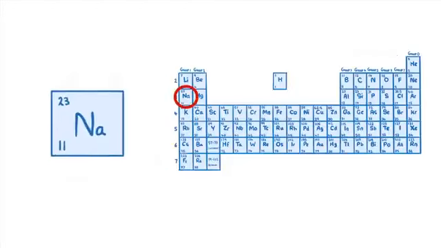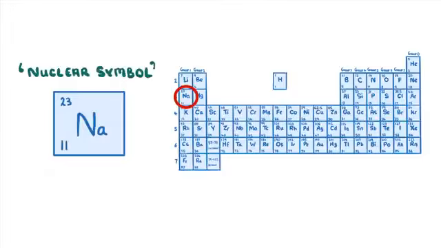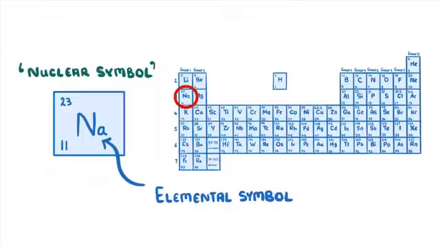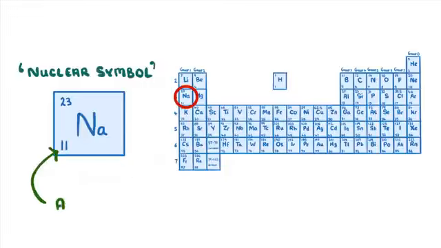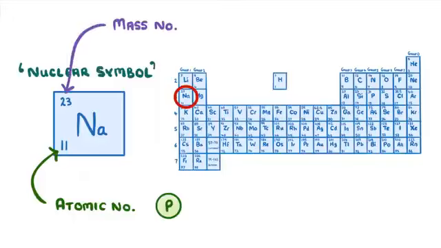Within each of these boxes is the nuclear symbol for that element, which has three components. On the right, we have the elemental symbol, which is the one or two letter symbol for that element, in this case Na, which stands for sodium. In the bottom left, we have the atomic number, which tells us how many protons the atoms of that element have. And in the top left, we have the mass number, which tells us the total number of protons and neutrons in that atom.